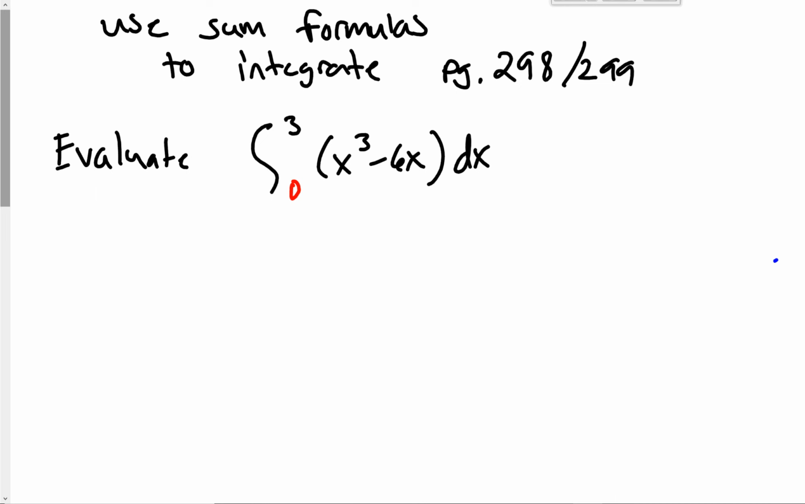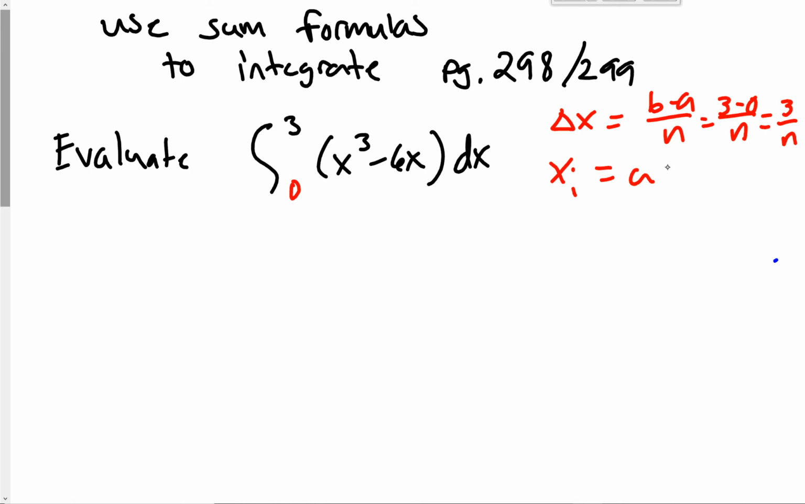And so we're finding the definite integral from 0 to 3. So we want to find that change in x first. So that's b minus a all over n. So that's 3 minus 0 over n. We leave n as n. So this is 3 over n. And the next thing we want to find is xi, because then we can start replacing stuff. So this is a plus i times the change in x. So the change in x we know is 3 over n. So times that by is just 3i over n. And our a is 0.